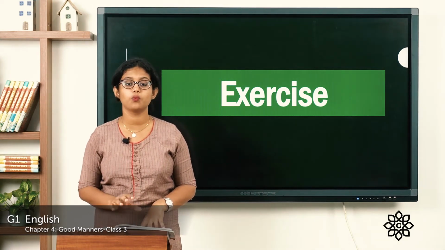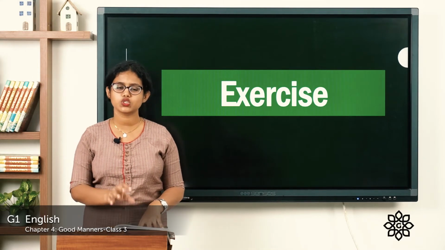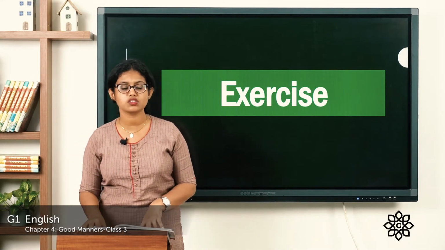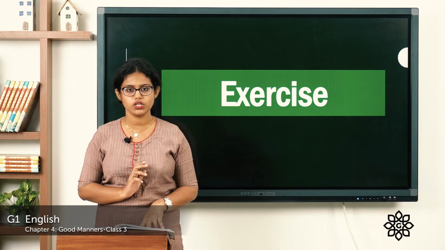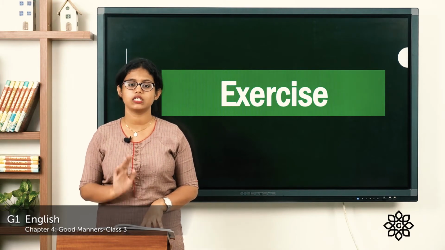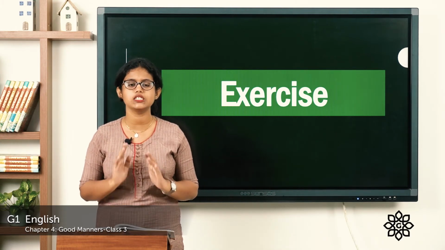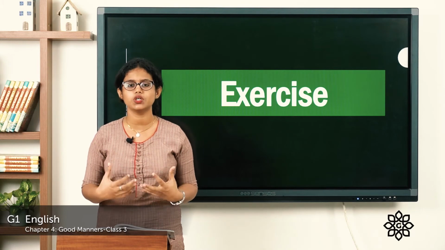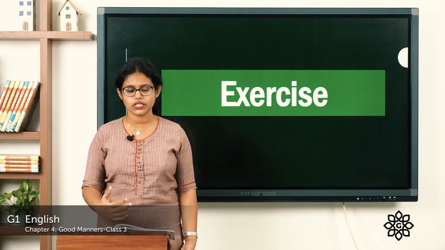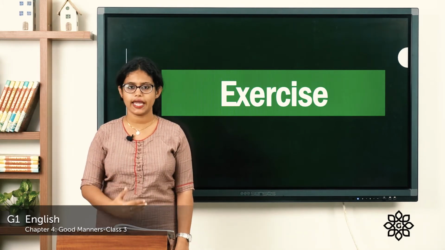Here, there are some words given which have short sound of O and long sound of O. And what you have to do is, you have to read all these words loudly. You have to read these words now. You have to read these words loudly. And after that, let's move on to this exercise.